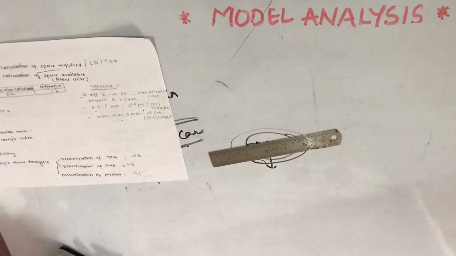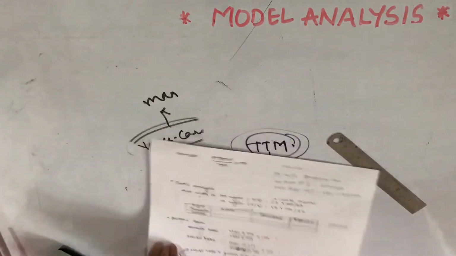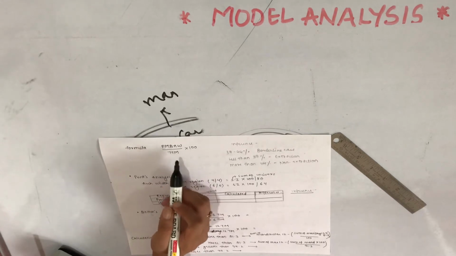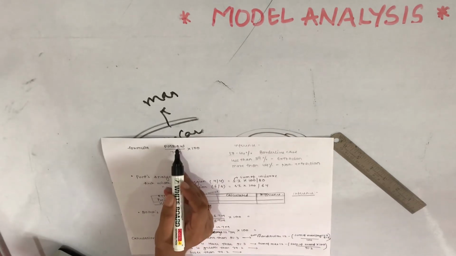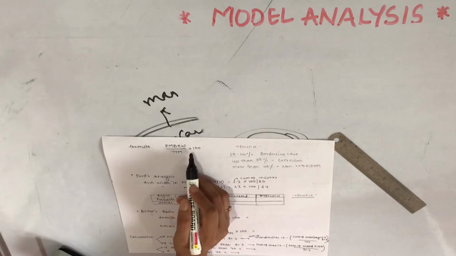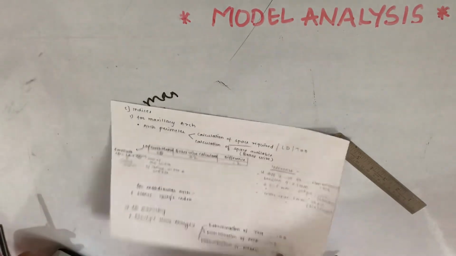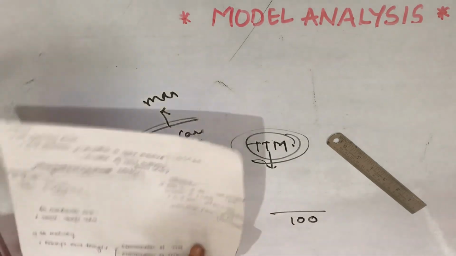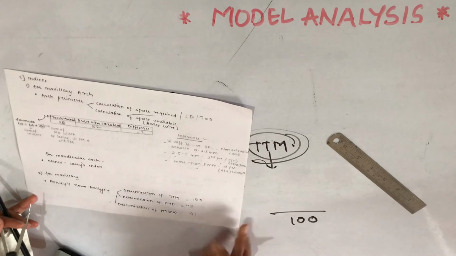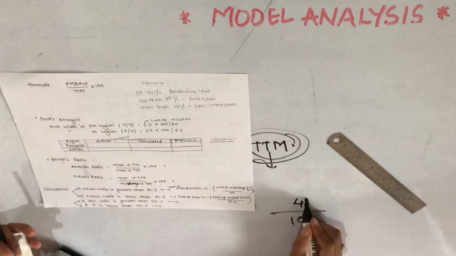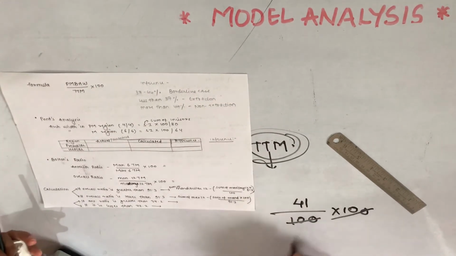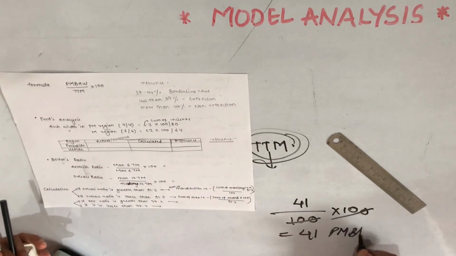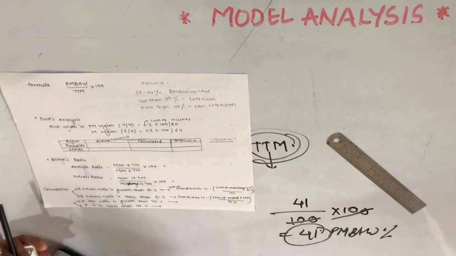What you can do is use this formula, in which you calculate the premolar basal arch width percentage. It is calculated as premolar basal arch width upon total tooth material into 100. We have seen that our total tooth material was 100, and your premolar basal arch width was 41. So it is 41 into 100, so it gets cancelled. So this is your premolar basal arch width percentage.